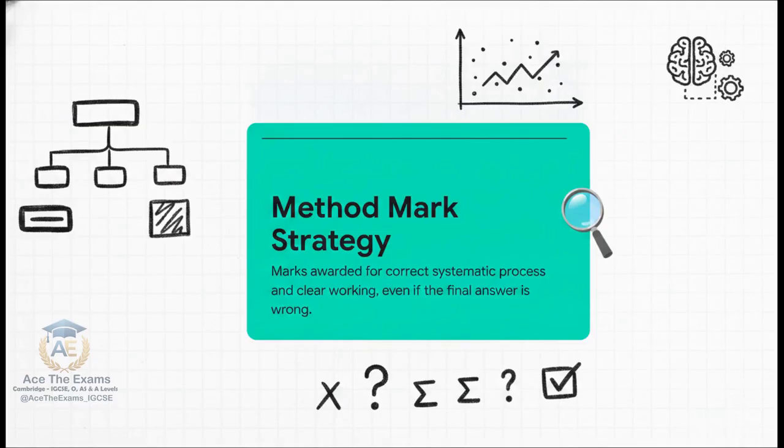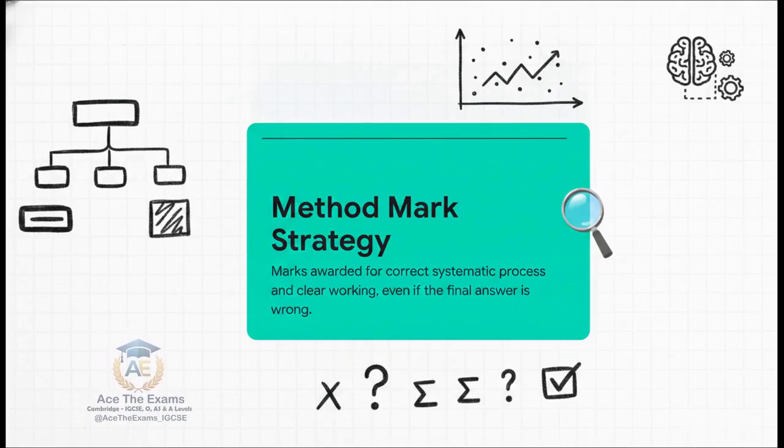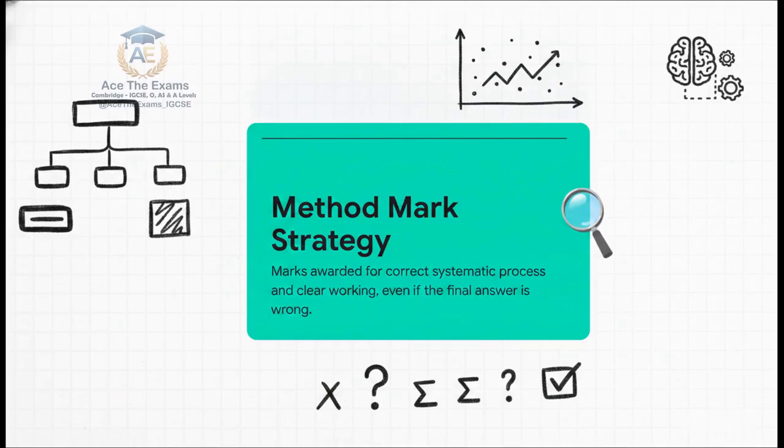Let me formally define the method mark strategy. It is an assessment principle where marks are awarded for demonstrating the correct systematic process and clear working, even if the final calculated answer is completely wrong. Let's say you're calculating a basic derivative to explain how gradient descent updates a weight, and you make a tiny, silly arithmetic error. Under Cambridge rules, you do not automatically score 0. If you explicitly show your execution, your logical reasoning, and state the correct formula before plugging in the numbers, you will capture the majority of the marks.